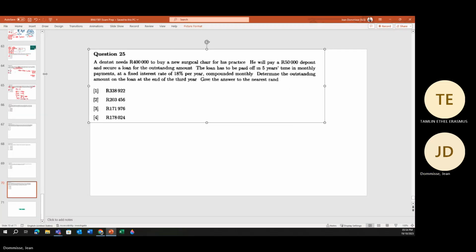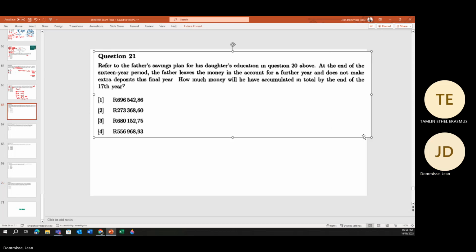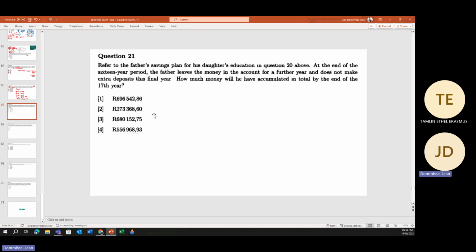Okay, so let's see. Question 21. Refer to the father's savings plan for his daughter's education in question 20. At the end of the 16 year period, the father leaves the money in the account for a further year and does not make extra deposits. In this final year, how much money will he have accumulated in total by the end of the 17th year?